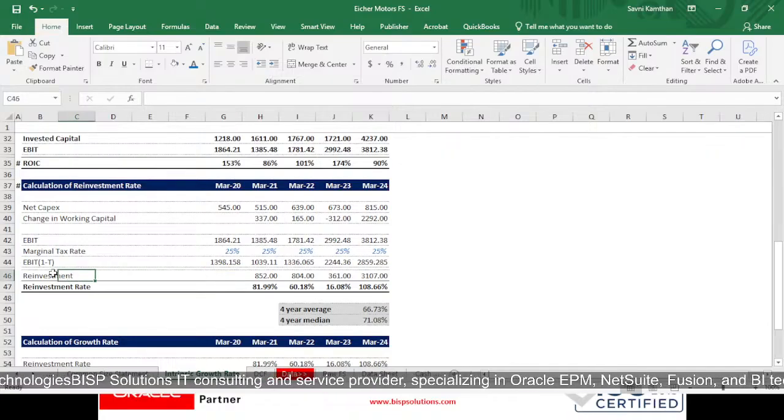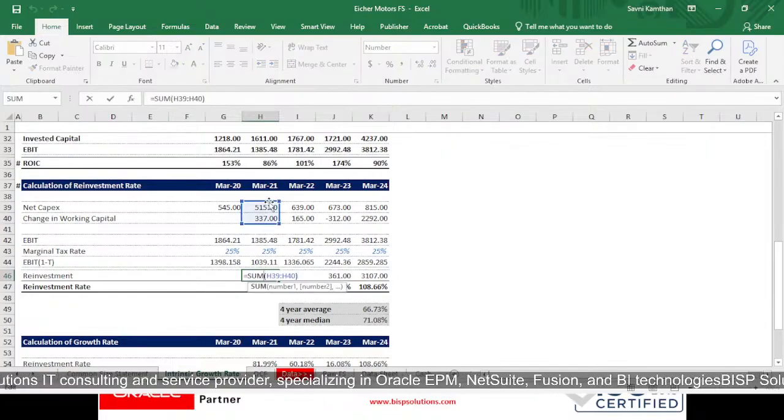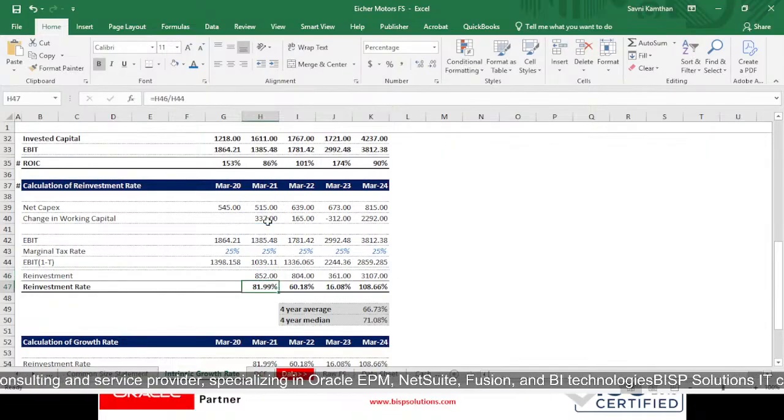Now if we want to calculate our reinvestment, we have taken a sum of our net capex and change in working capital, and once we have entered it, it gives us a reinvestment of 852, and we have dragged it till March 24. As the years pass, there's a fluctuation in reinvestment. In 21 it was 852, in 22 it was 804, in March 23 it was 361, and in March 24 it was 3107.